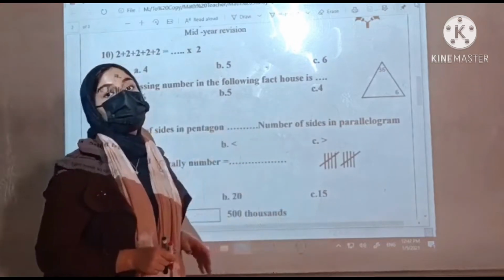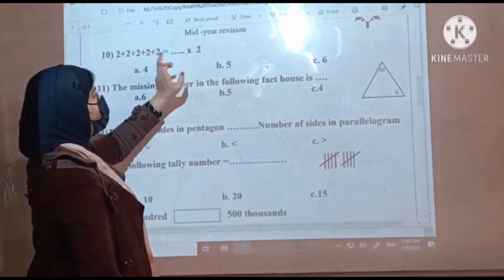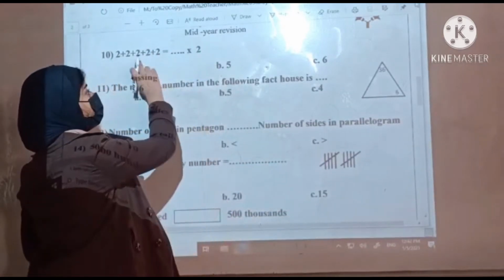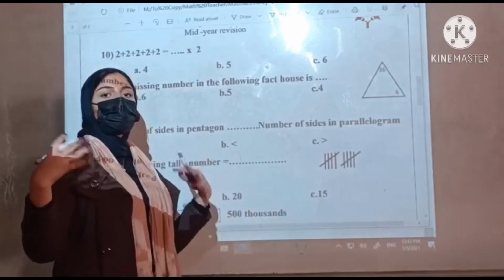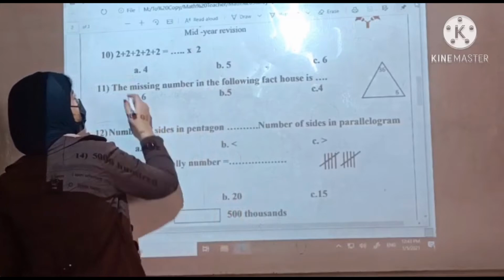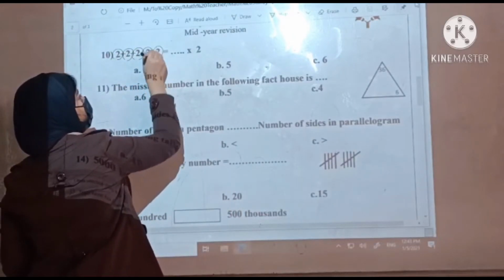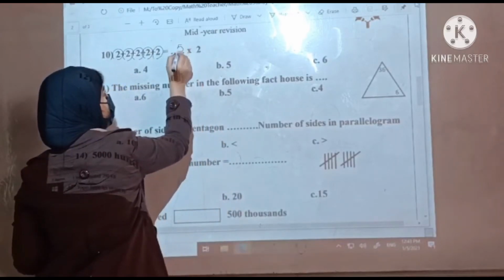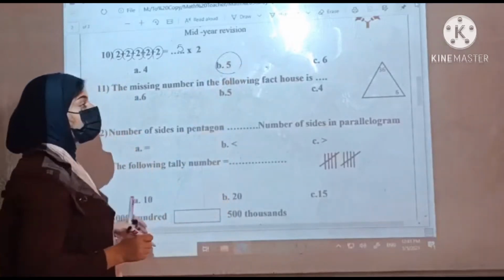Here I have repeated addition. 2 plus 2 plus 2 plus 2 plus 2 equal what times 2? So if you want to make this repeated addition by multiplication by times, you should count how many groups you have. So let's count how many groups. 1, 2, 3, 4, 5. So I'm going to start by number of groups. So I have here 5. So it will be 5 times 2. So I'm going to choose 5.